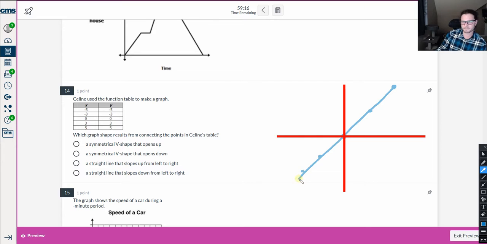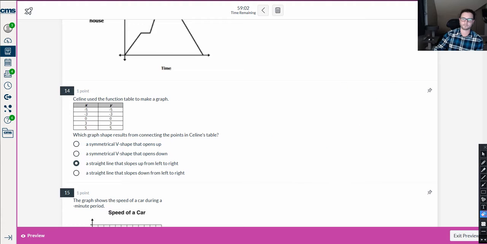Or straight enough. So it's not a V shape at all. It can't be those two. It slopes up from left to right. Yeah, looking at it from left to right, this is sloping upward. So that's going to be our answer choice.